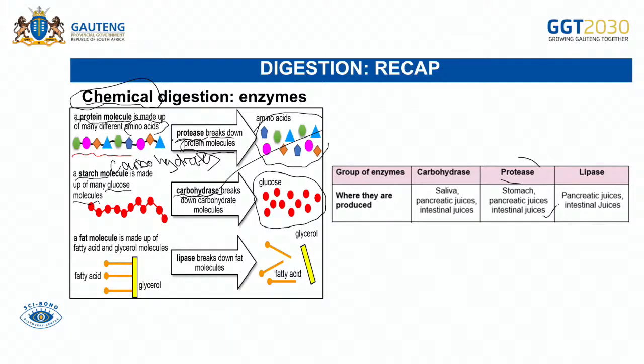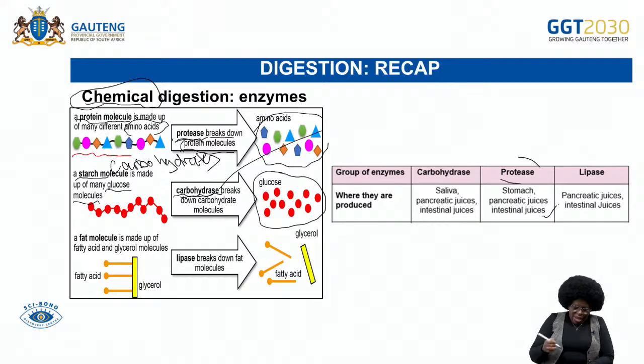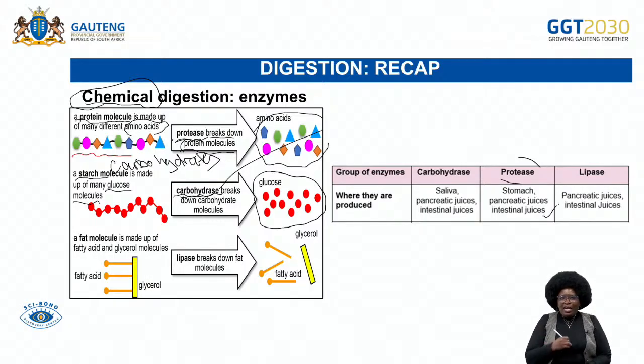Let us now look at the breaking down of fats. When fats must be broken down, learners, we have a fat molecule that is made up of fatty acids and a glycerol molecule. So you see this is glycerol with fatty acids, but this must also be broken down. And what is going to help to break this down? We have an enzyme called lipase, which breaks down fat molecules.